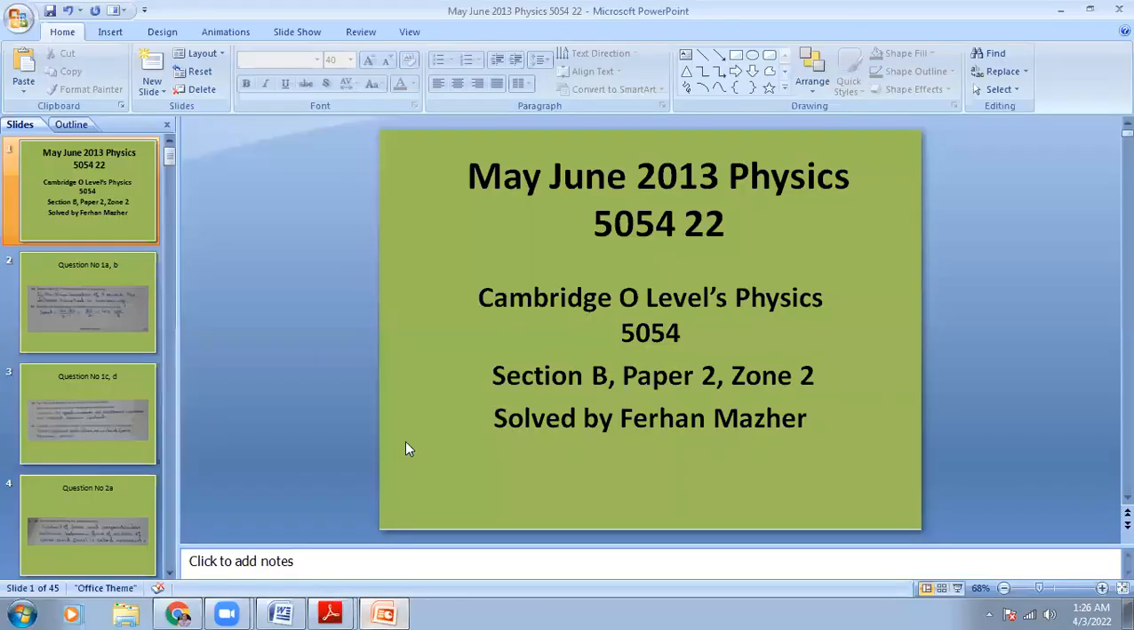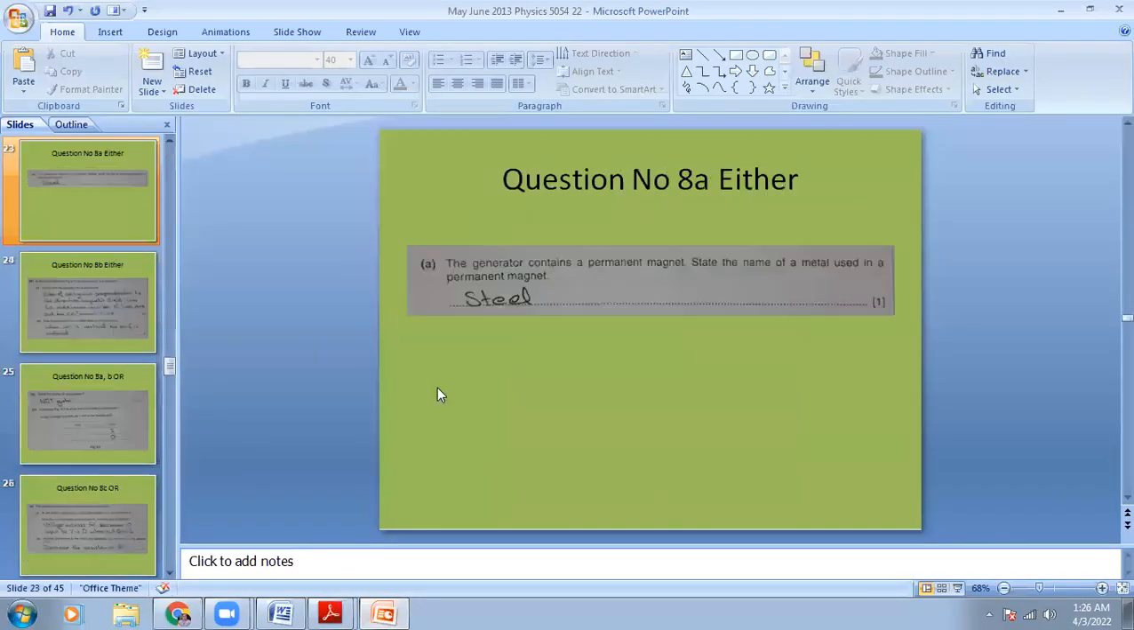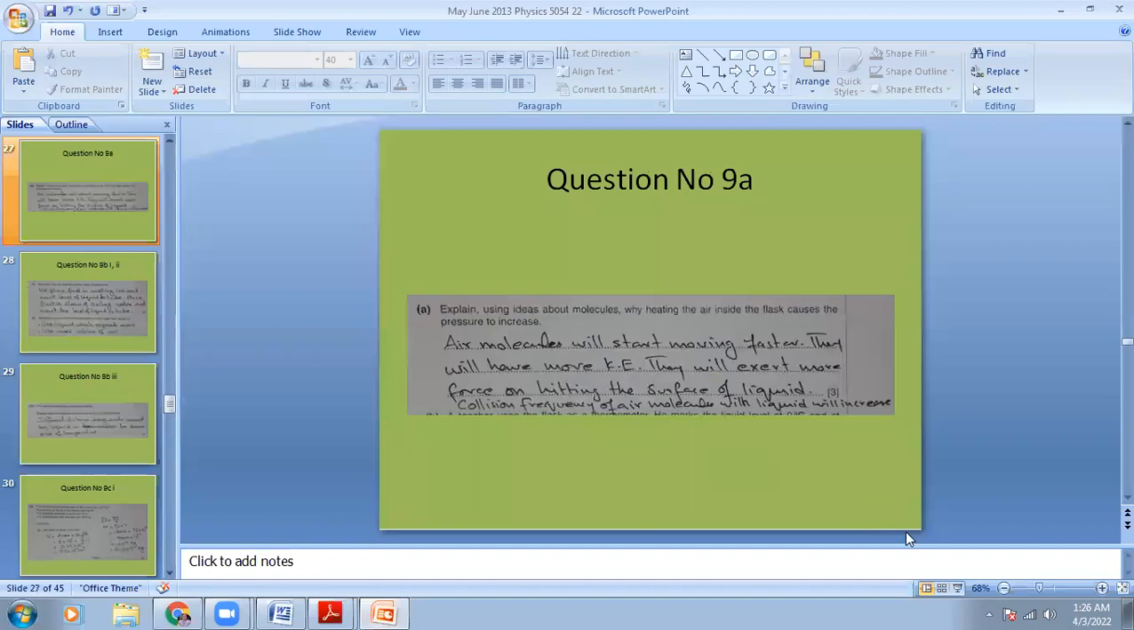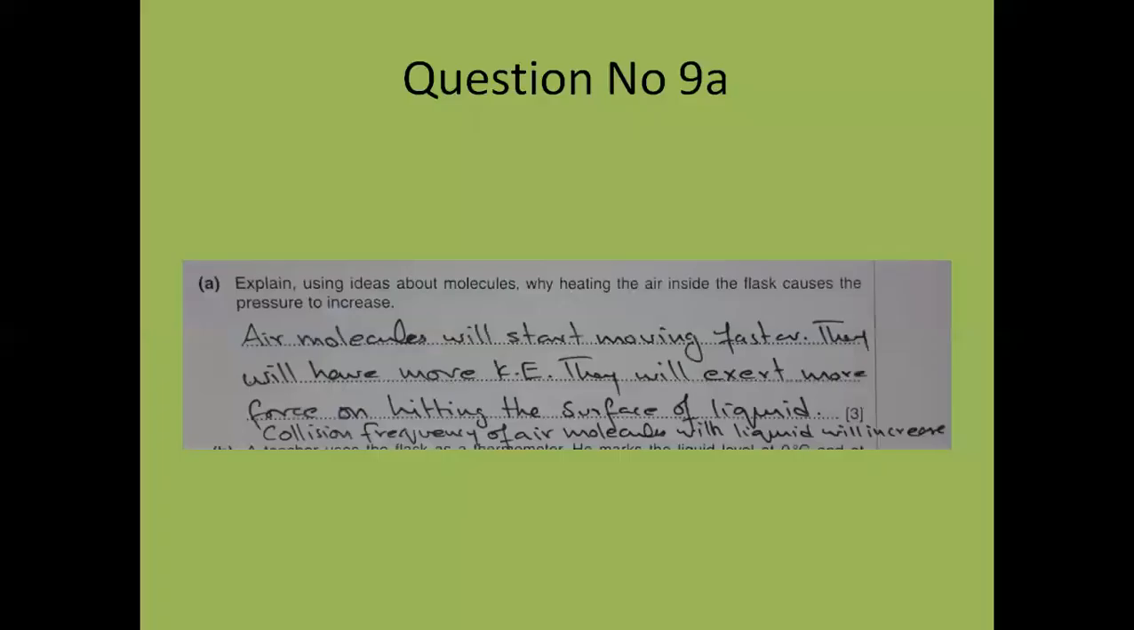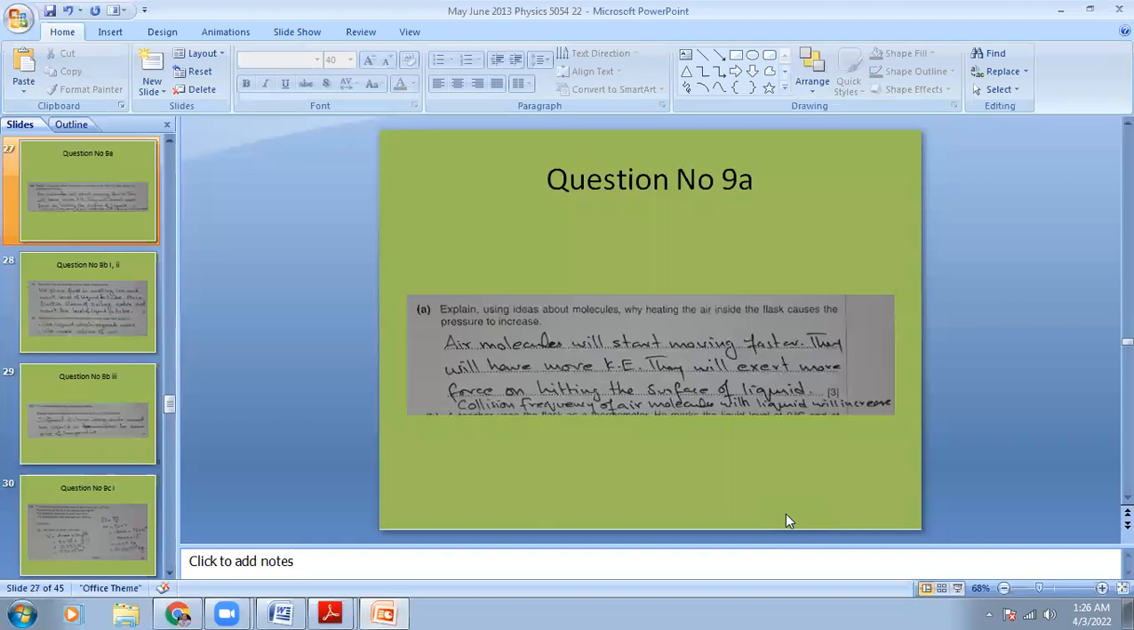Let me show you my answer. So question number 9. Okay, so here we go. Air molecules will start moving faster. They will have more kinetic energy. They will exert more force on hitting the surface of the liquid. Collision frequency of the air molecules with the liquid will increase. So that's why the pressure of the air will increase.